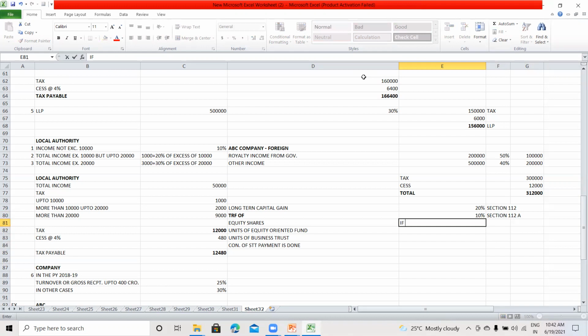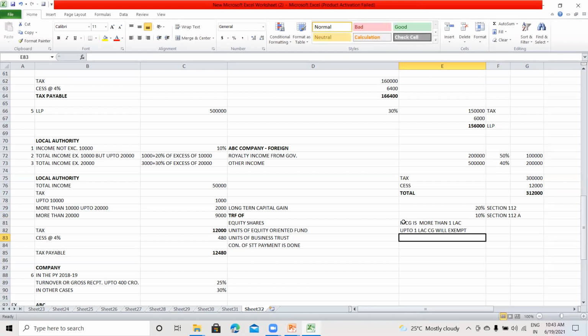And if the capital gain is more than 1 lakh, up to 1 lakh the capital gain will be exempt. If it is more than 1 lakh and the STT is paid, then the tax rate will be 10% only. Otherwise, if any of the conditions is not satisfied, means if the STT is not paid on the transfer of equity share, on the transfer of unit of equity oriented fund, and on the transfer of unit of business trust, then the tax rate will be 20%.